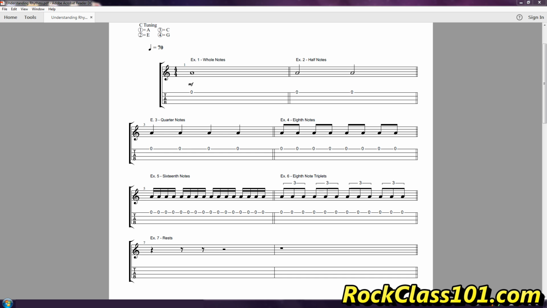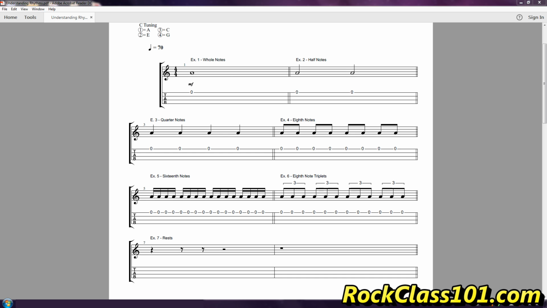Now half notes, we're going to hit on beat 1 and 3. So remember, half notes last 2 beats. Here's exercise 2. 1, 2, 3, 4. 1, 2, 3, 4. Okay. Now quarter notes hit every single beat. Here we go. 1, 2, 3, 4. 1, 2, 3, 4. Okay. Moving on to eighth notes. Remember, we're counting eighth as 1 and 2 and 3 and 4 and. So here we go. Ready, go.